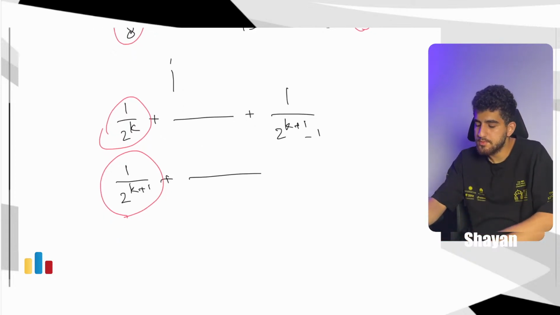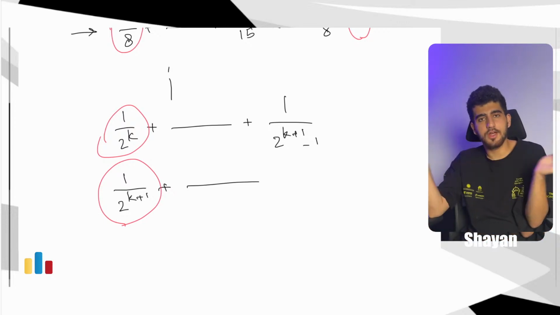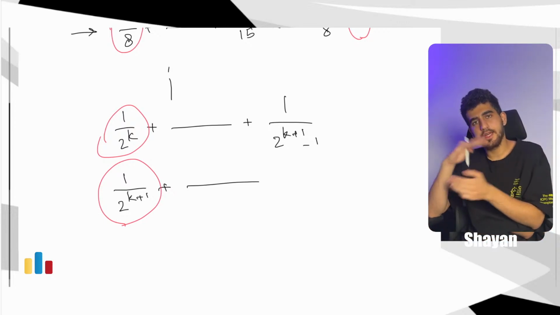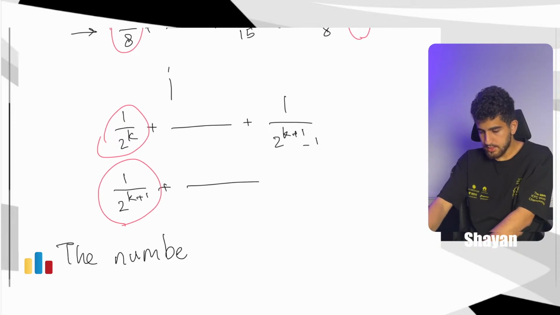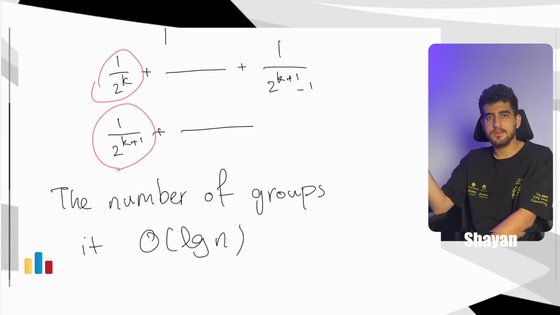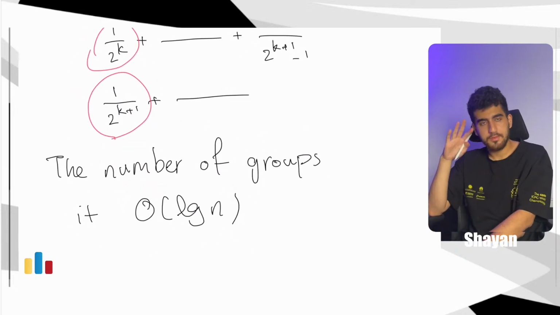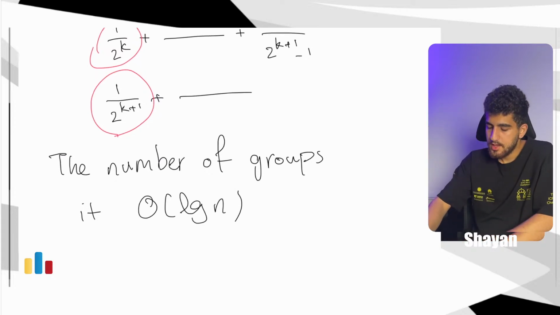So the number of groups, and when we reach 1 over n, we stop. We do not continue. When we reach 1 over n, we will stop. So the number of groups is O of log n. It is exactly log n. I mean, it is at most log n plus or minus 1, for example. So it is around log n itself.